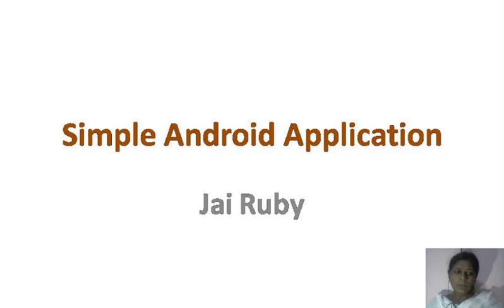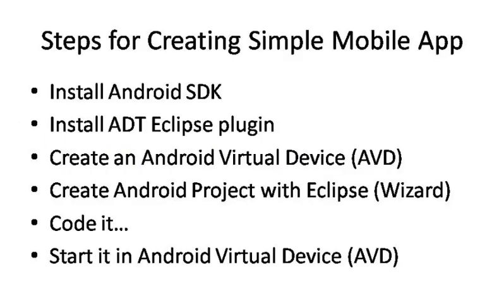In this tutorial, we are going to see how to develop a simple Android application. Developing a simple Android application involves various steps. For creating a simple mobile application, we first install an Android SDK and install an ADT using the Eclipse plugin, and then we create an Android virtual device. Then we create an Android project with Eclipse, write the code, and then start the app in an Android virtual device.